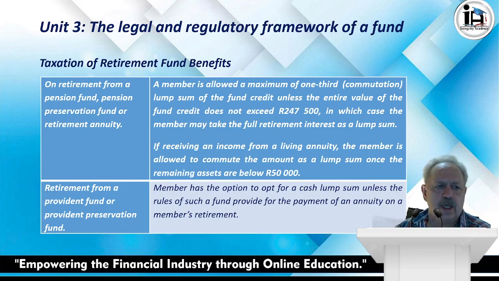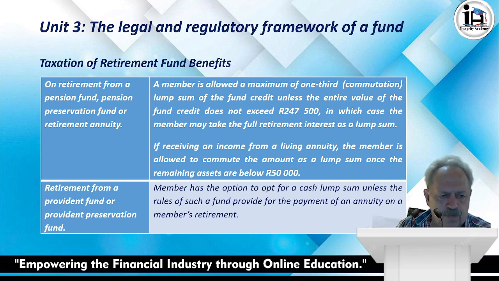Right, if we look at the taxation of retirement fund benefits, on a retirement from a pension fund, pension preservation fund, or retirement annuity, I think we've discussed this now numerous times, a member is allowed a maximum of one third commutation lump sum of the fund credit unless the entire value of the fund does not exceed 247,500, in which case the member may take the full amount. If receiving an income from a living annuity, the member is allowed to commute the amount as a lump sum once the remaining assets are below 50,000.